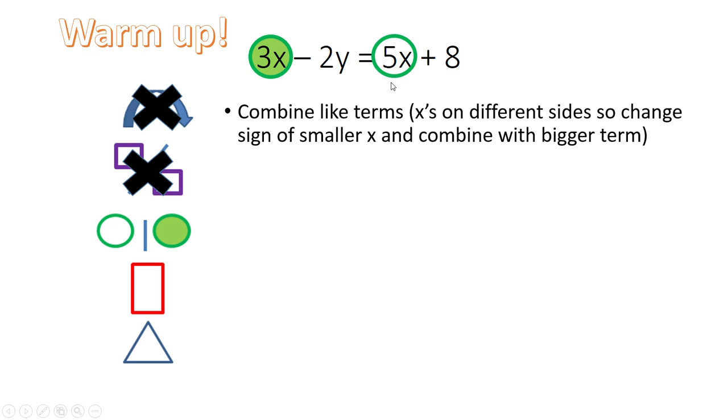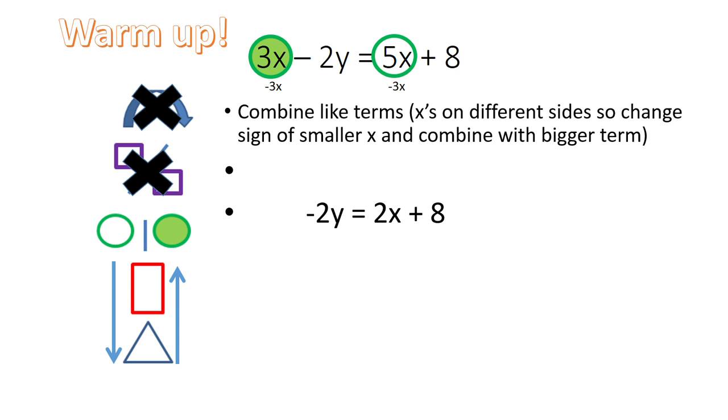x is on both sides, so I like to use a saying called "take your baby term to your mama term." The baby term is 3x. The way that I like to take it to the mama term is to do its opposite by subtracting 3x on both sides. If we do that, then the x on the left side just cancels. And then we have 5x minus 3x, which are like terms on the right side, which become 2x. So our equation becomes negative 2y equals 2x plus 8.